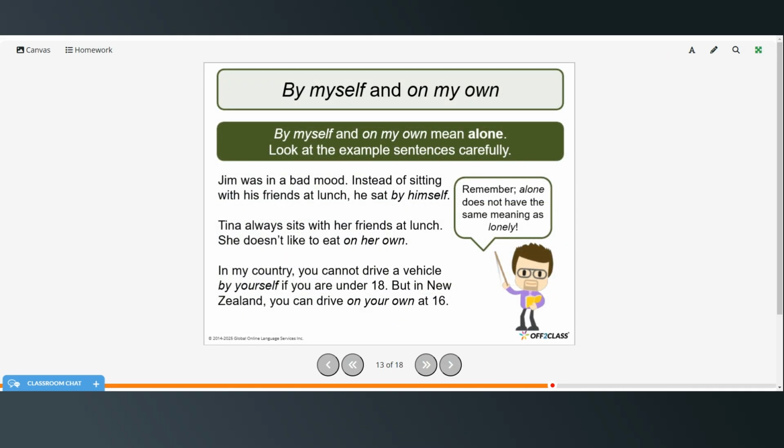So by myself and on my own mean alone. So look at the example sentences carefully. Jim was in a bad mood. Instead of sitting with his friends at lunch, he sat by himself. Tina always sits with her friends at lunch. She doesn't like to eat on her own. In my country, you cannot drive a vehicle by yourself if you are under 18, but in New Zealand, you can drive on your own at 16. And remember that alone does not have the same meaning as lonely.